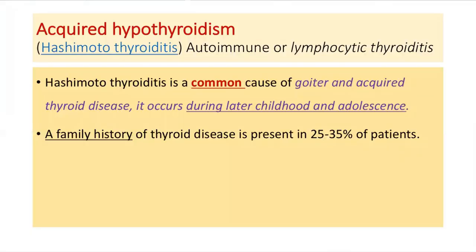لو اتكلمنا بقى على acquired hypothyroidism اللي هو الهاشيموتو thyroiditis أو autoimmune أو lymphocytic thyroiditis. It is a common cause of goiter and acquired thyroid disease. It occurs during later childhood and adolescence. In 25 to 35% of patients بيبقى فيه family history of thyroid disease.